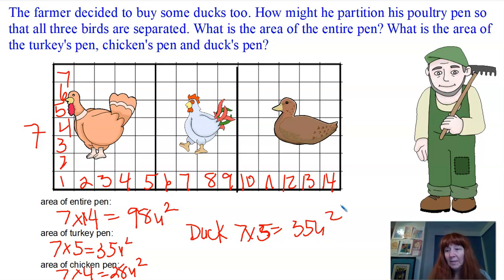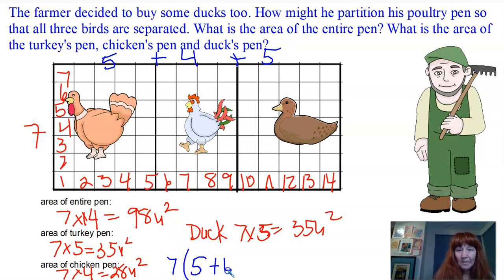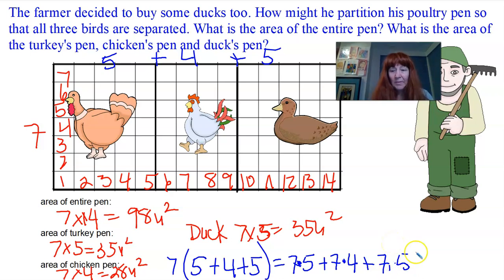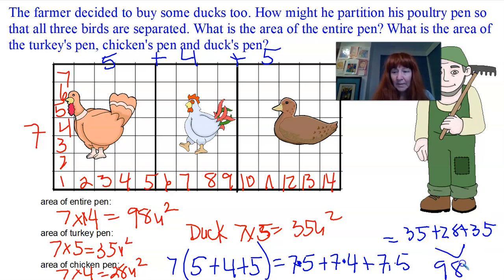So now when we write across the top, I'm going to use a different color. This distance was 5 plus 4 plus 5. So when I write an expression that represents the area, I do 7 times (5 plus 4 plus 5). And I know that I can write out this whole thing. This equals 7 times 5, plus 7 times 4, plus 7 times 5, and altogether that equals 35 plus 28 plus 35, which we know altogether is 98 units squared.